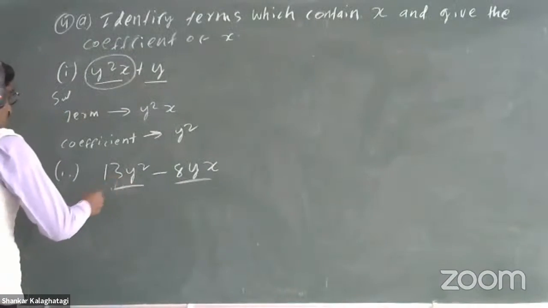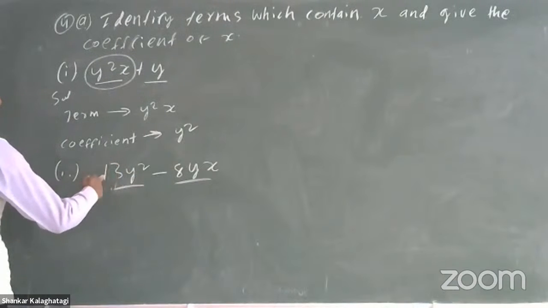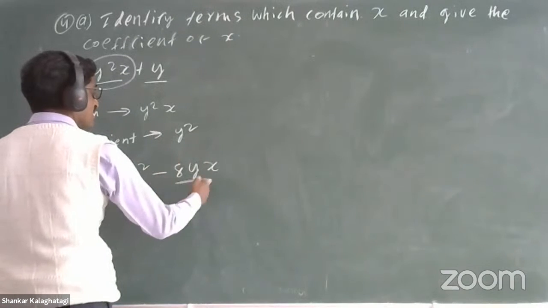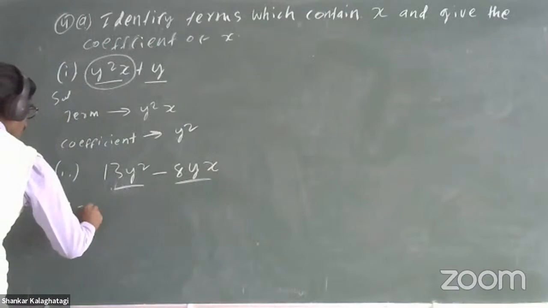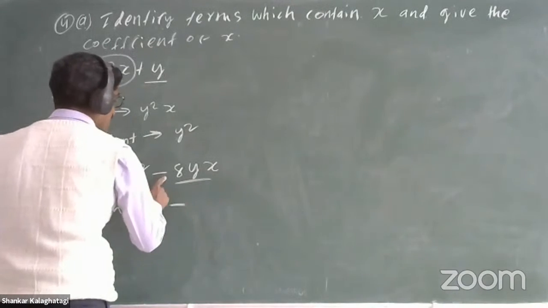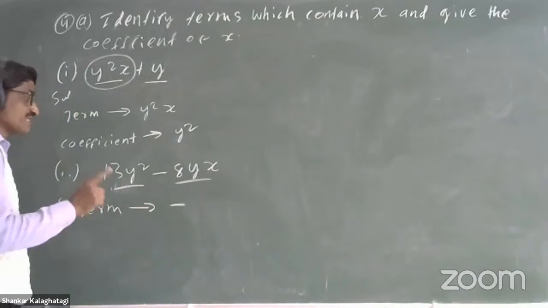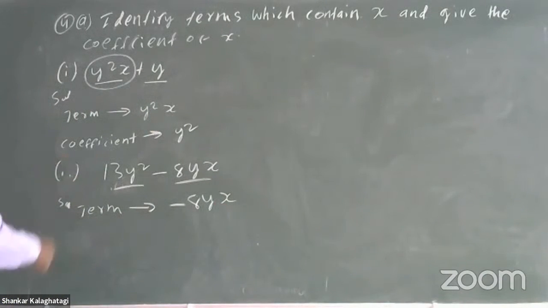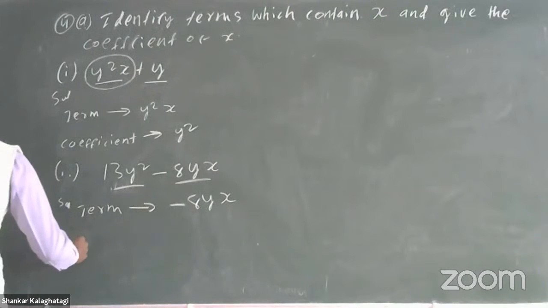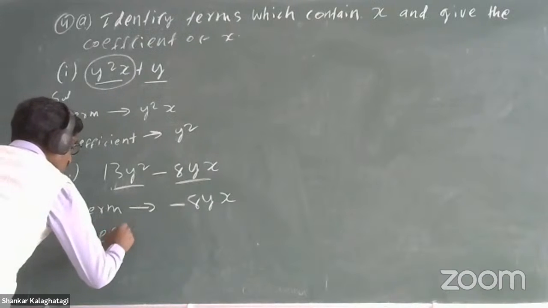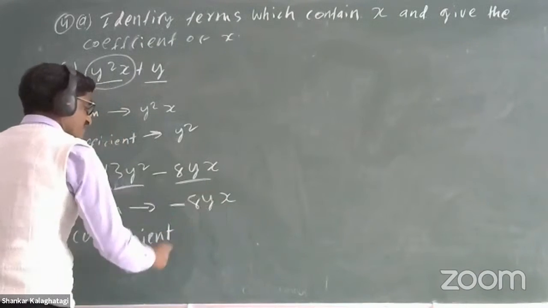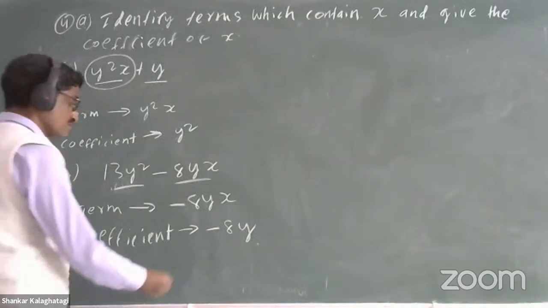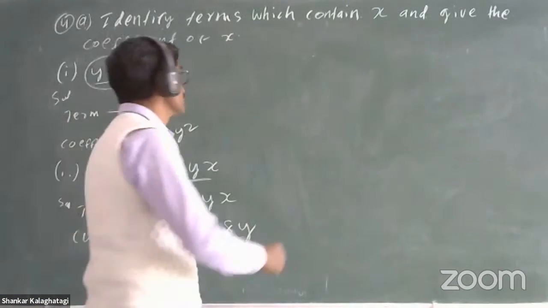These are very simple. Now the solution. This term doesn't contain x, but this term contains x here. So the term is minus 8yx. Whenever minus is there, compulsorily you have to mention minus. Now the coefficient: the coefficient of x is minus 8y. Whenever a minus sign is there, compulsorily you have to write the minus sign.